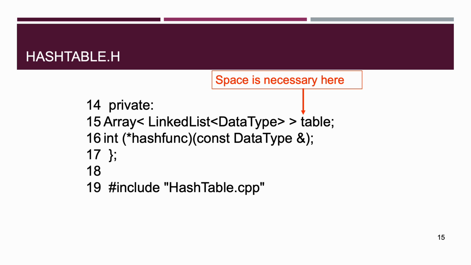Finally, we include the hashtable.cpp, which is the implementation file. This inclusion connects the class declaration with its implementation, ensuring that the function definitions in hashtable.cpp are linked to the class. So this private section encapsulates the table structure and hash function, keeping them protected from external access while allowing the class to use them as needed for efficient data storage and retrieval.